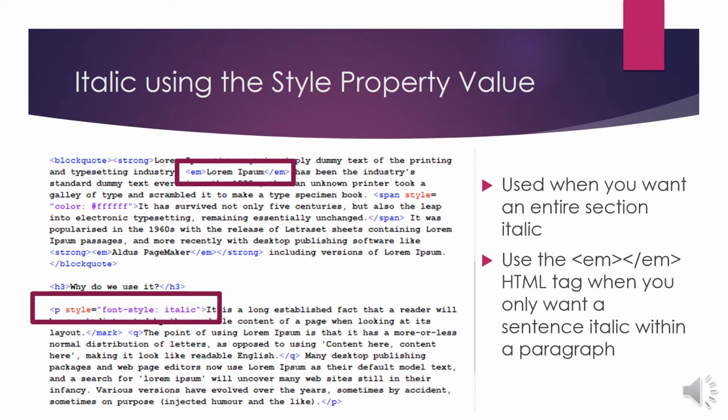When you want to do a section, then use your style property value. When it's just a word or a phrase, you're free to use the EM. If you put it in the paragraph tag, it will italicize everything inside the paragraph tag, whereas with the EM, you have a little bit more control over what you italicize.